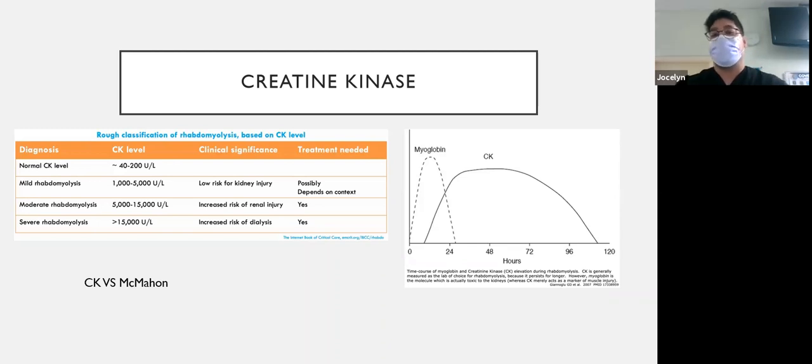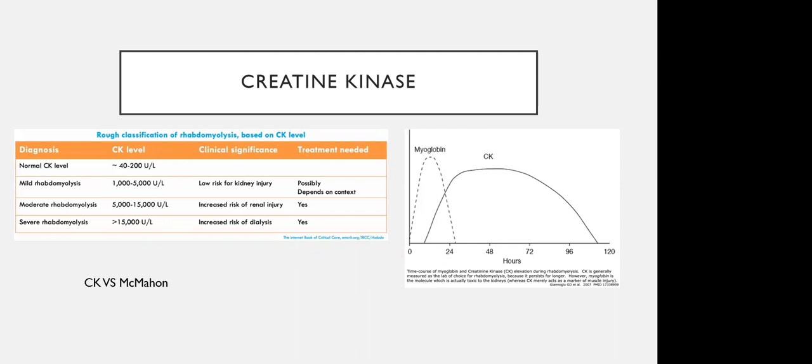But the problem is, when this patient comes to you with tea-colored urine and all, you can see from the graph that CK will only start to rise at about 4 to 6 hours and will peak at 36 hours. Whereas myoglobin, you get first and it can last until 24 hours. Myoglobin is nephrotoxic, but CK is not nephrotoxic. That's when we can use CK versus McMahon. I will explain after this.